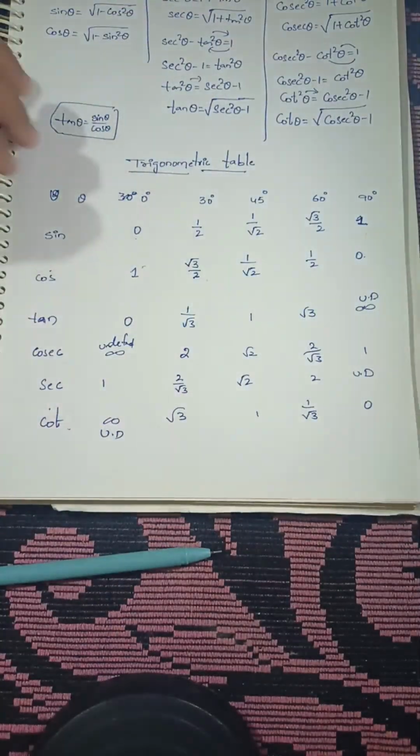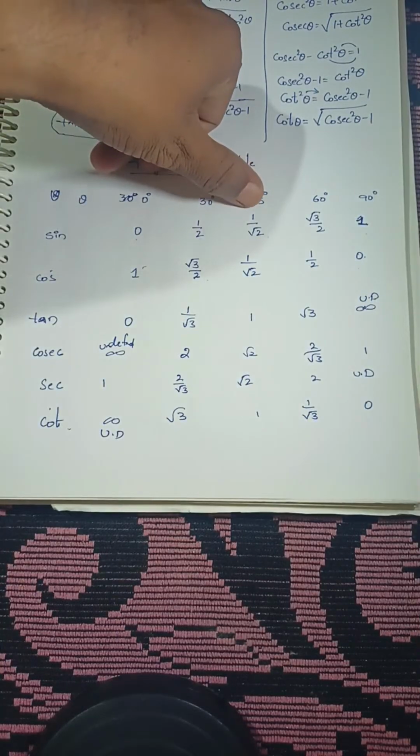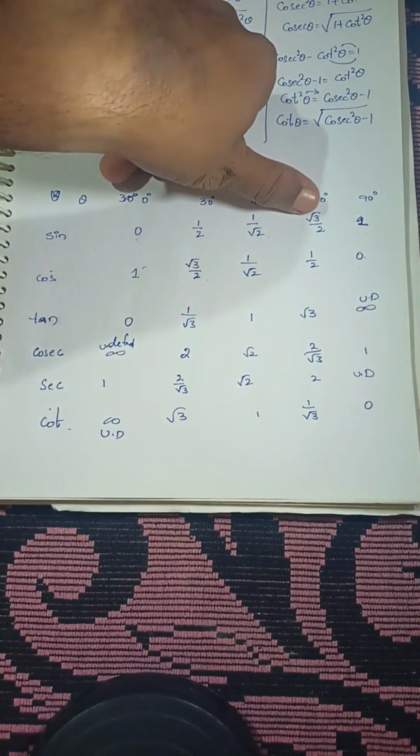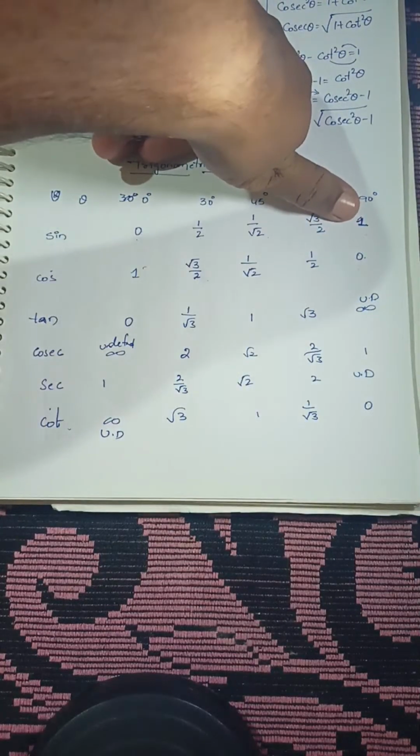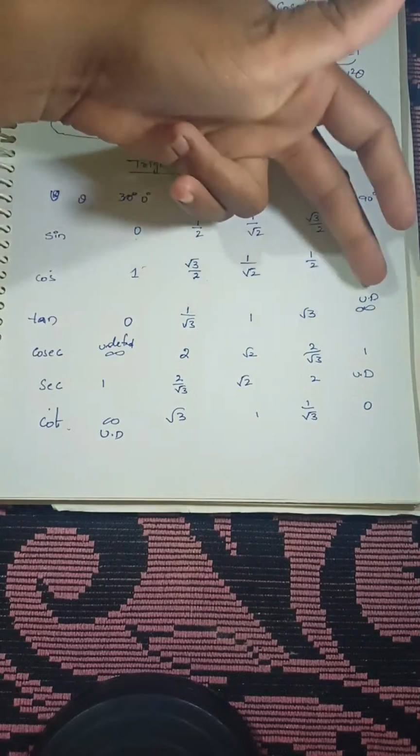We are going to get sine 0 is 0, sine 30 degrees is 1 by 2, sine 45 degrees is 1 by root 2, sine 60 degrees is root 3 by 2, and sine 90 degrees is 1. Write down the reverse. The reverse of sine is cos.